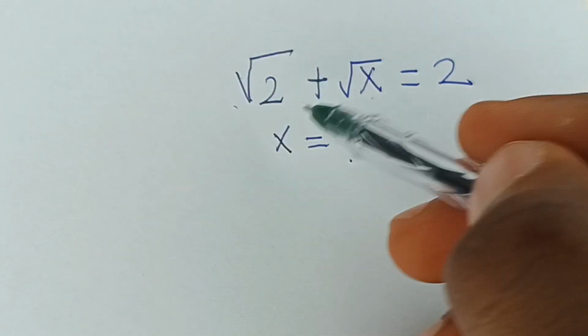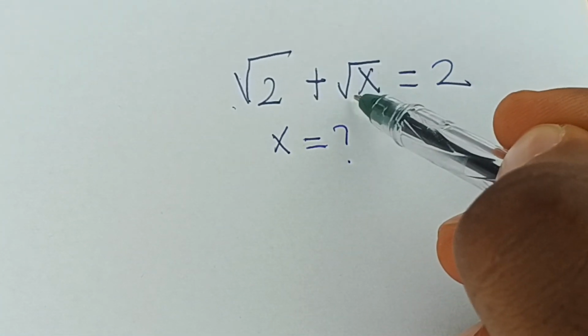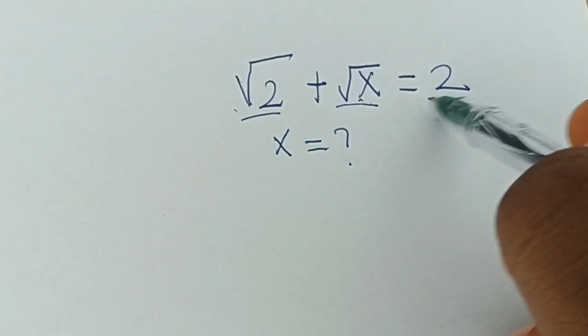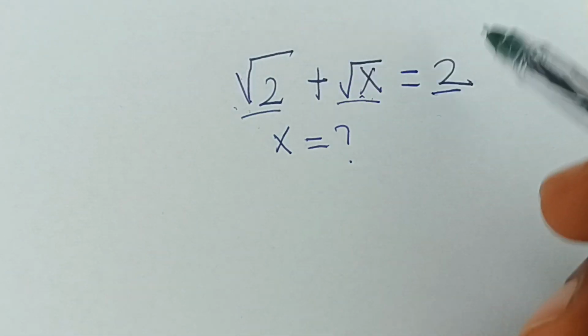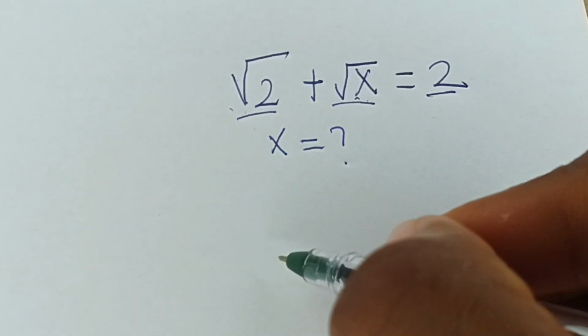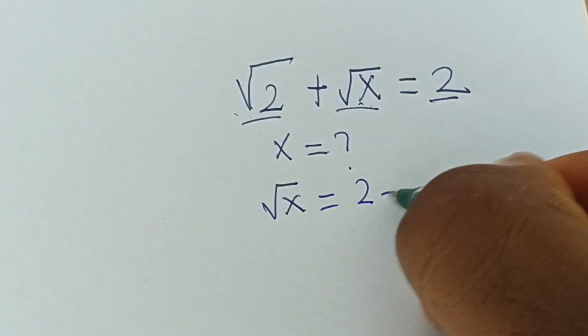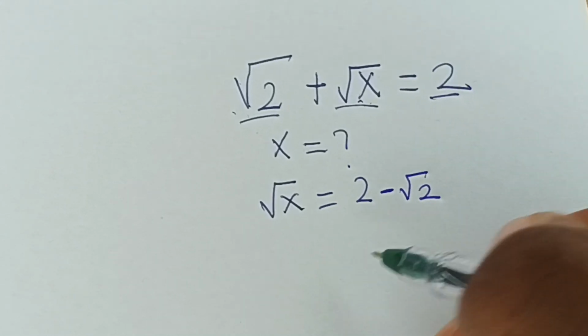If you look at this equation, we have x on its own, and then we have two constant numbers, okay? So we can just bring the numbers to the other side and leave the variable on one side. So we have the root of x here would be 2 minus root of 2.